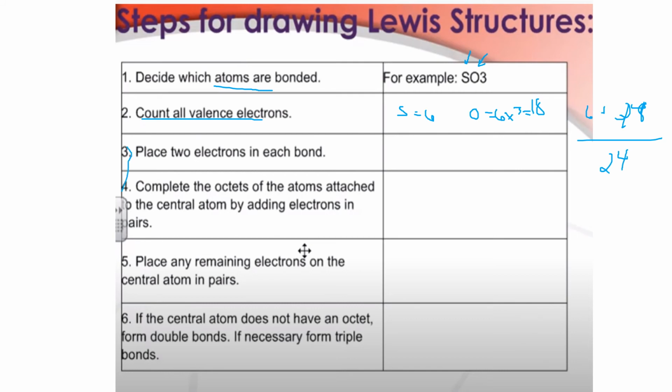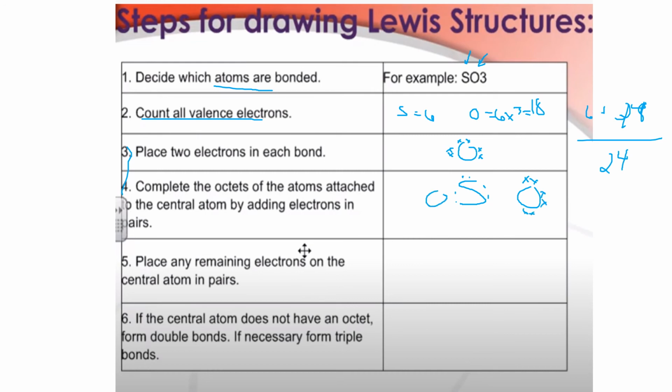And let's do steps 2 and 3 together. So we're going to place 2 electrons in a bond, and we're going to complete the octets of atoms attached to the central atom by adding electrons in pairs. So we're going to start with sulfur, and we'll use some dots here. We'll put all of these in pairs, and that's done. We're going to take our oxygens, and they're going to do the same thing. So here's more pairs around here. There's another oxygen, more pairs.